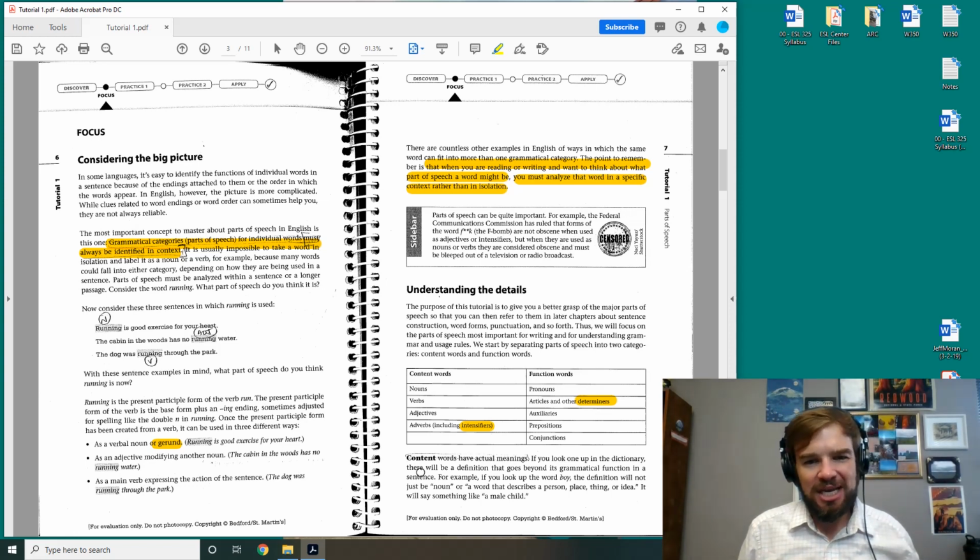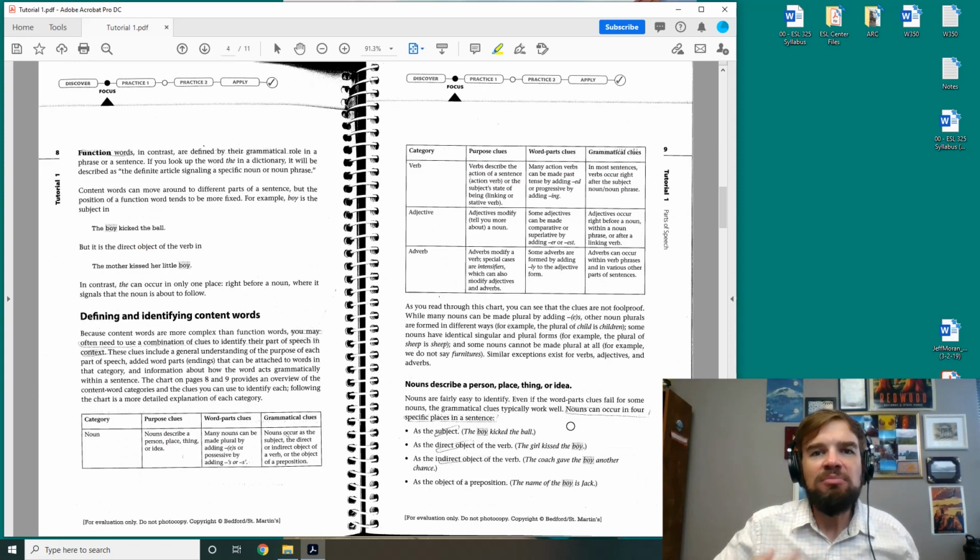All right, so the next section is about what a content word is and what a function word is and why do these categories matter. Professor Ferris will explain. So here, content words have actual meanings. If you look one up in the dictionary, there will be a definition that goes beyond, so further, more than just its grammatical function in a sentence. For example, if you look up the word boy, the definition will not just be noun or a word that describes a person, place, thing, or idea. It will say something like a male child, right? So content words have meaning, right? They have meaning beyond, more than just grammar.